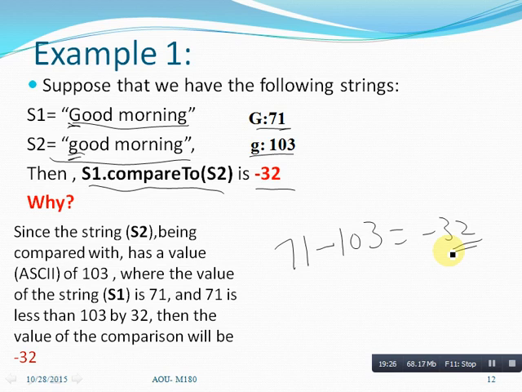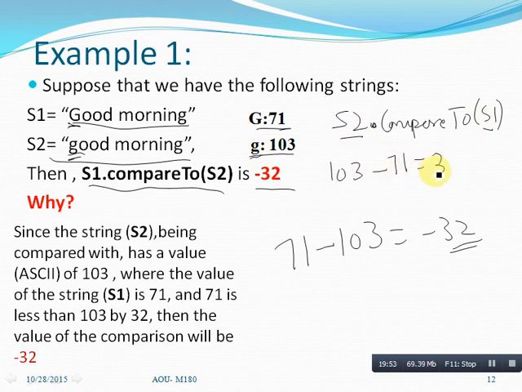Now what if the string is compared in this fashion, s2.compareTo(s1)? In this case s2 is the invoking string or the source, and s1 is the destination. So here first small g is taken, so small g is 103 minus capital G is 71, so you get a positive digit, that is 32.